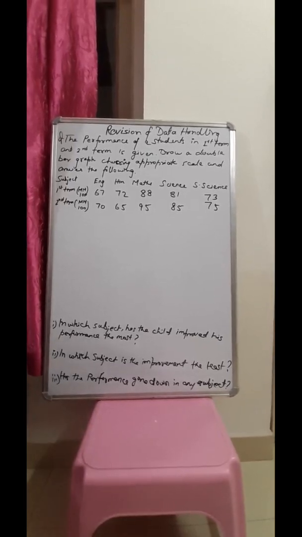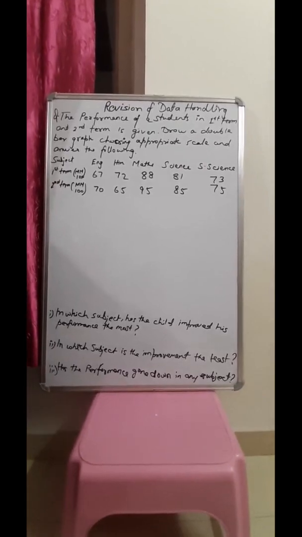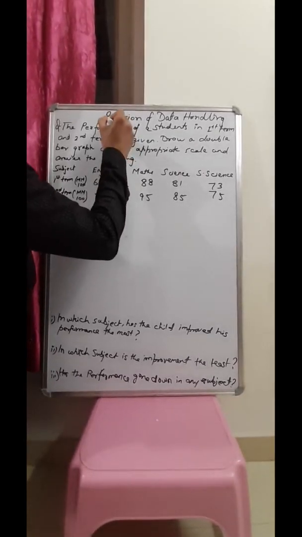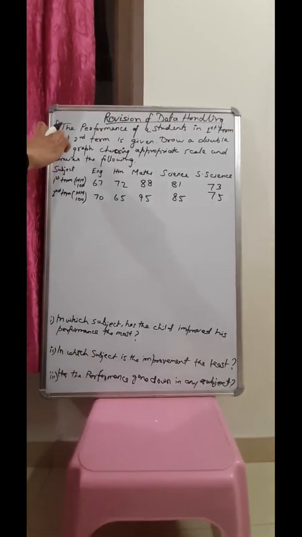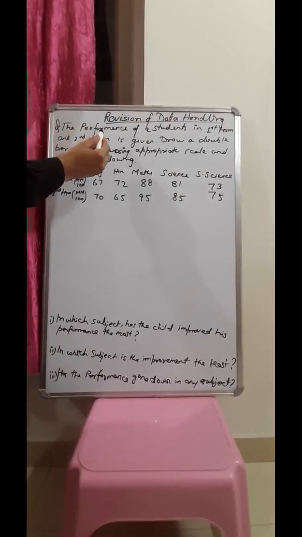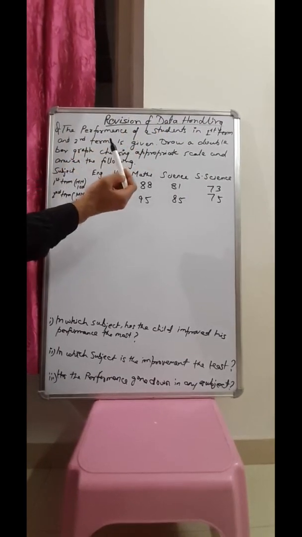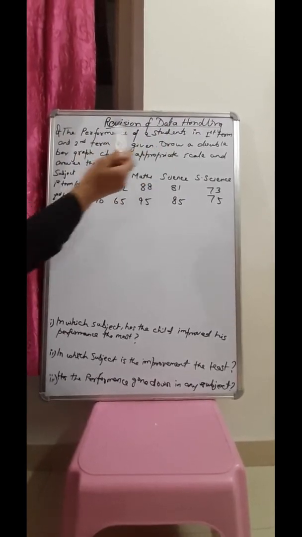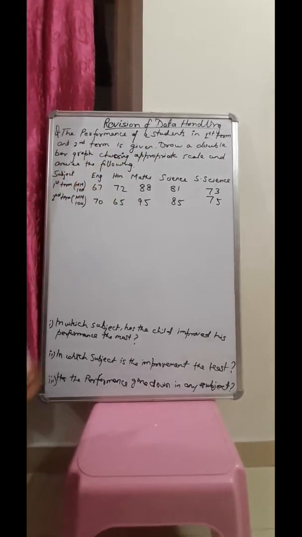So students, in this video we are going to continue the revision of chapter data handling. So here in this question, the performance of our students in first term and second term is given to us. Draw a double bar graph choosing appropriate scale and answer the following.